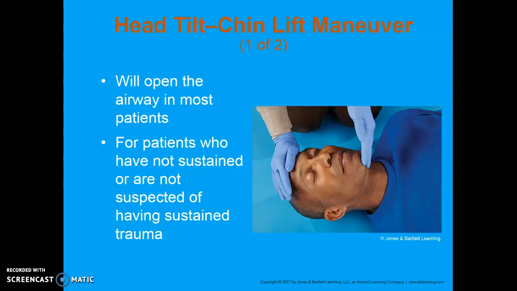The head tilt chin lift maneuver is used for patients that don't have a suspected spine injury. If they have a suspected spine injury or could potentially have one based on the mechanism of injury or nature of illness, then we'll opt for another method. A head tilt chin lift will open the airway of most patients, so it's pretty simple and it works for most people. You can see the positioning of the hands here on the picture. We've got one on the forehead and we've got the other on the bony part of the jaw. Every time we're doing any sort of airway maneuver, it's all on bony prominences.